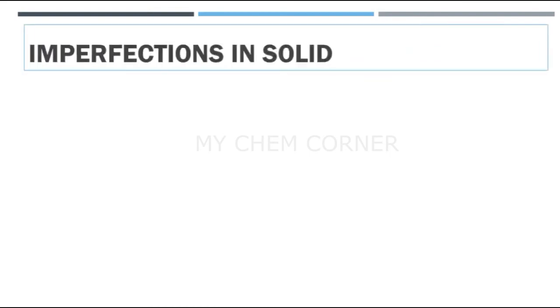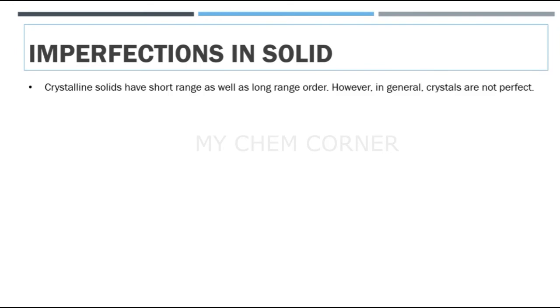So let's move into the topic, which is imperfections in solids. When we've learned about crystalline solids and amorphous solids, these imperfections, as the name says, are observed in crystalline solids. We've learned that crystalline solids have short range as well as long range order. But in general, these crystals don't have a perfect structure. They're not in perfect geometry. But why does this happen?